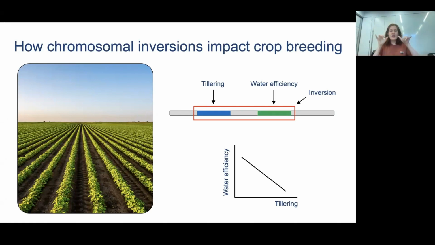And so because these genes are trapped together in this segregating inversion, increasing tillering comes at a cost of water efficiency, and increasing water efficiency comes at a cost of tillering, which is not what you want. And this is obviously because the genes are linked together. But if we are aware of which individuals were carrying the inversions, we might be able to break down this genetic correlation between these traits and disassociate them from each other, to increase both tillering as well as water efficiency.